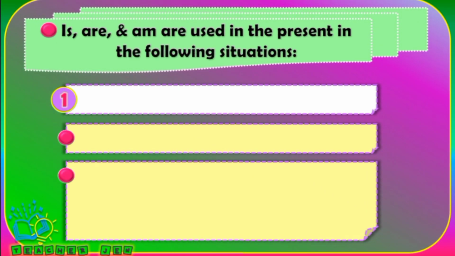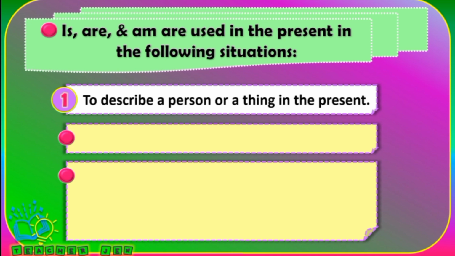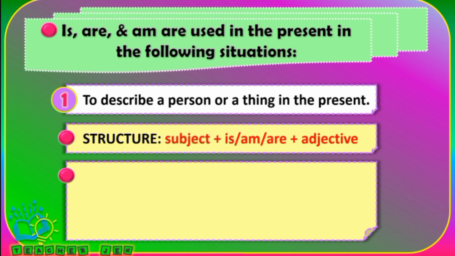When do we use is, are, and am? Is, are, and am are used depending on the following situations, and you can master them using the structure given. First, is, are, and am are used to describe a person or a thing in the present. It follows the structure subject plus is, am, or are plus adjective.